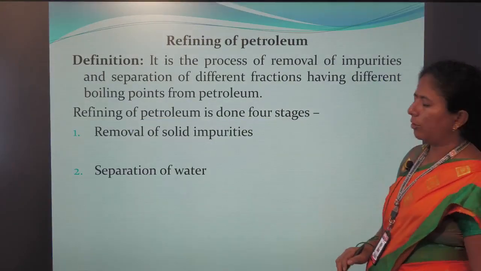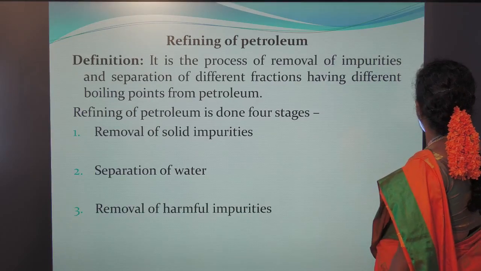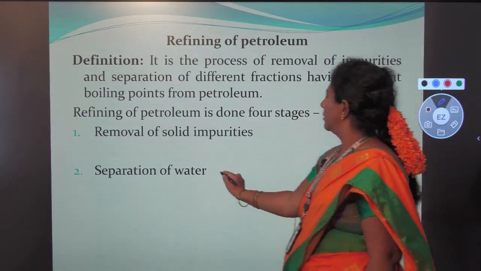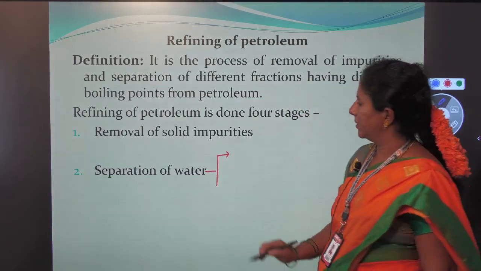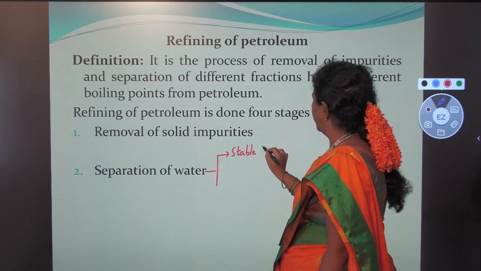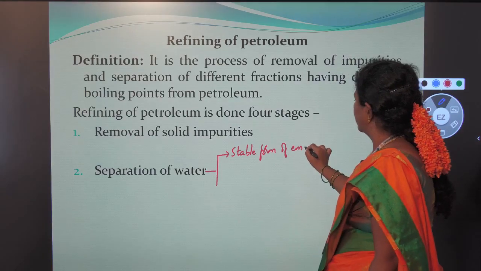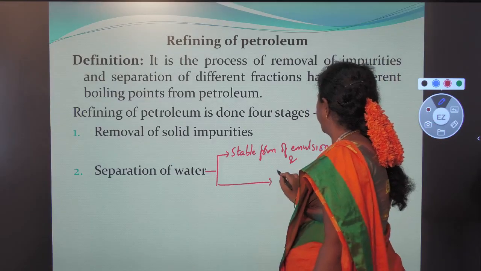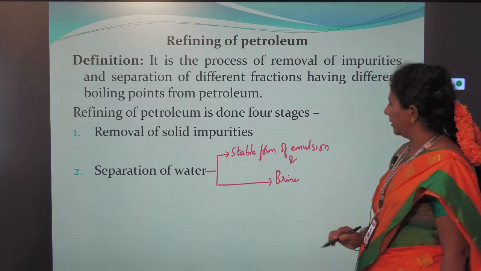Next, separation of water. The crude oil obtained from Earth's crust will exist in a stable form of emulsion and brine.